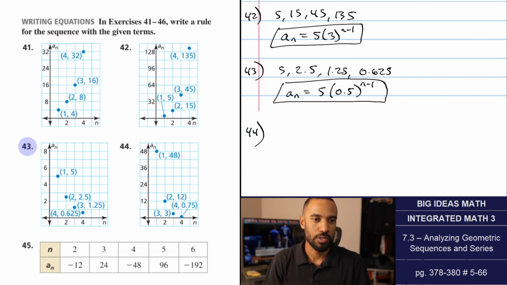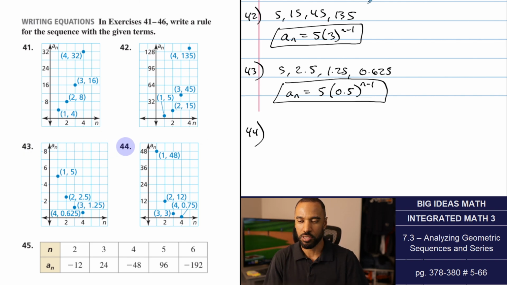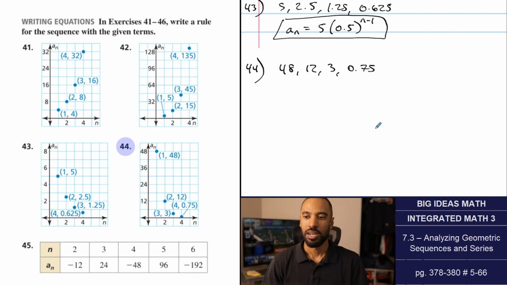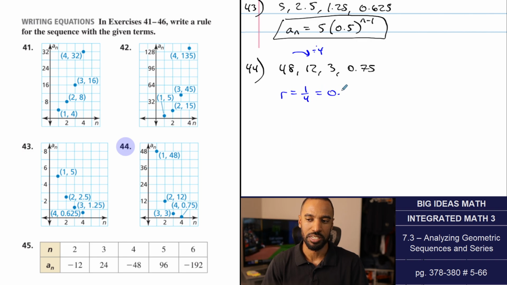44 also is going down. We're going from 48 to 12 to 3 to 0.75. Now, the ratio, we're dividing by 4, so that means that your common ratio is 1/4, but as a decimal, that's 0.25, which I'd prefer to write just because they have the decimal there.